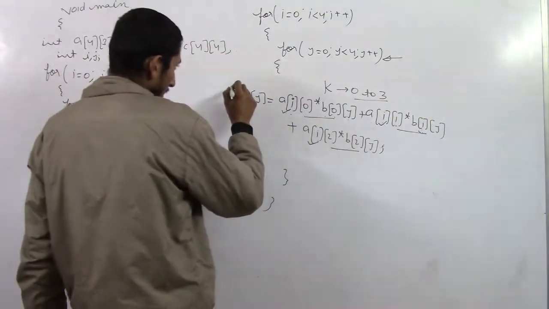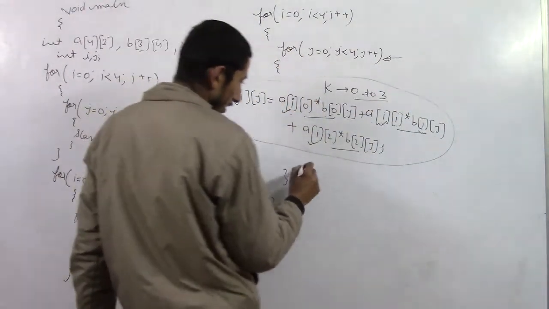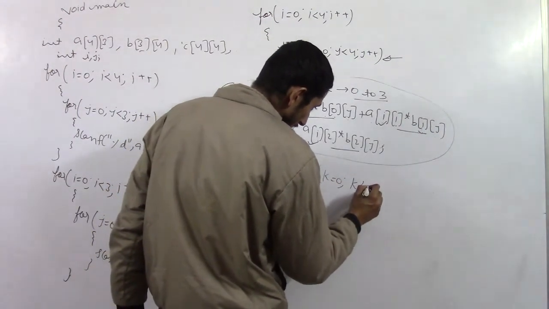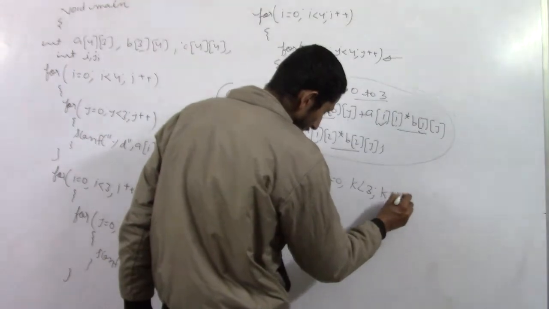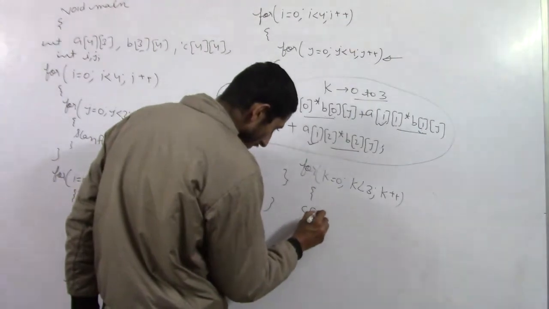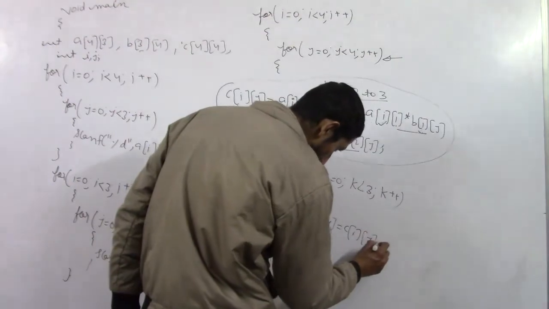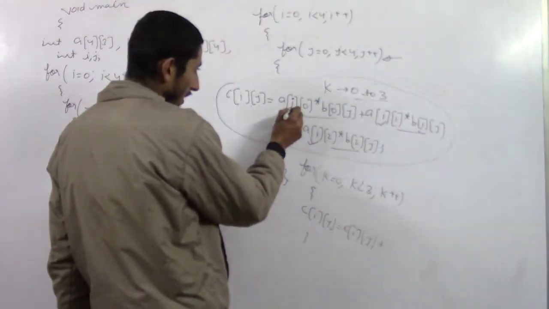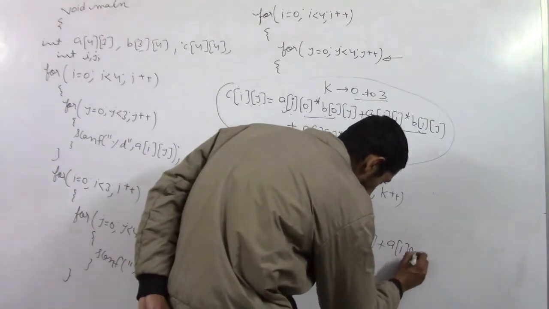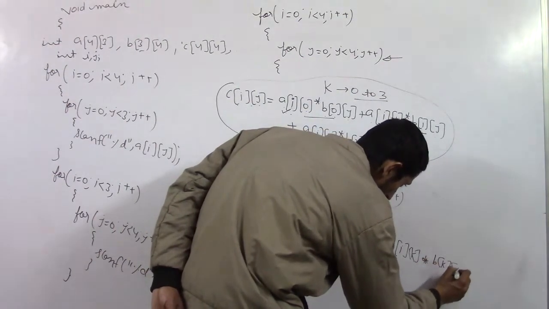So in practice, what I am going to do is replace these two lines by a process. I am writing here for k equals 0, k less than 3 and k plus plus. And what will I write? I will write C[i][j] equals C[i][j] plus, let's replace this one, a[i][0]. So instead of writing 0, I will write k, multiplied by b[k][j].